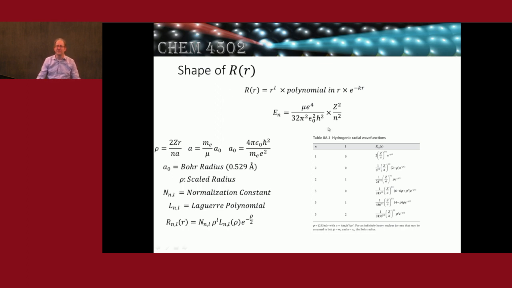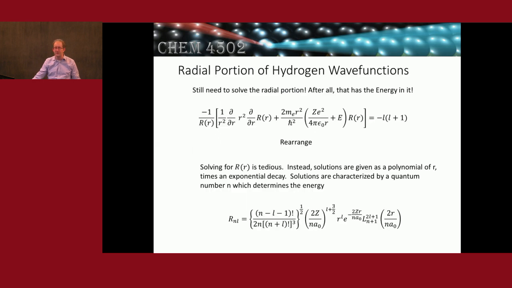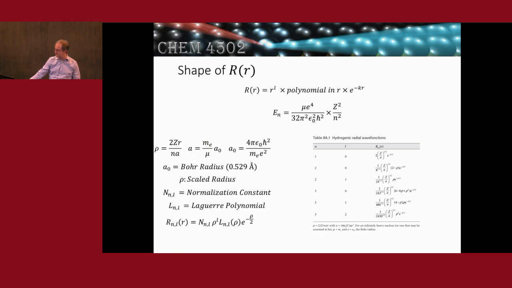And the first several hydrogenic radial wave functions are written explicitly over here on the right. They're also given in your book in table 8A1. So these are the radial wave functions that are solutions to this particular set of operators. They're the eigenfunctions of this eigenvalue equation.